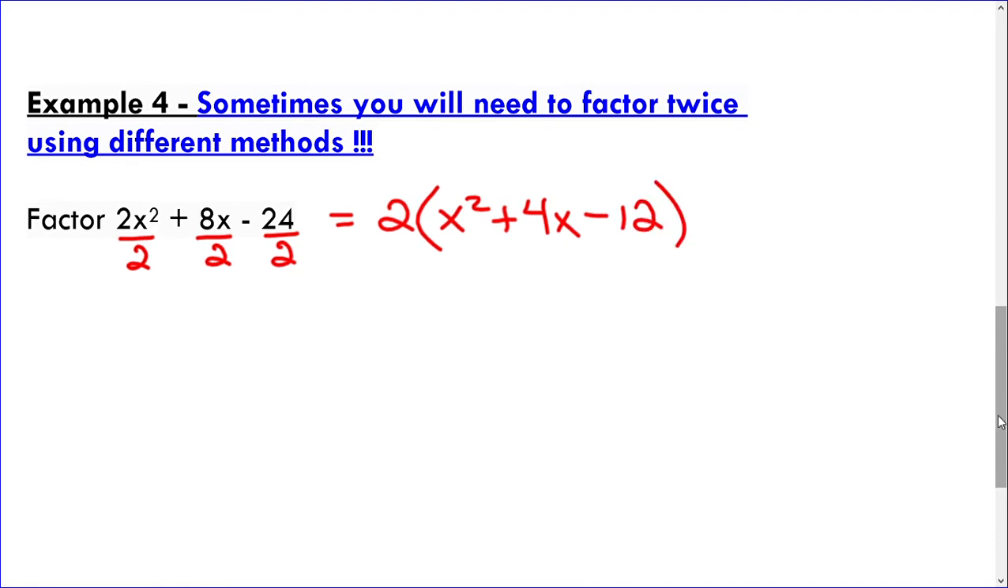And so now I have this trinomial that's sneakily hidden inside of this factor.